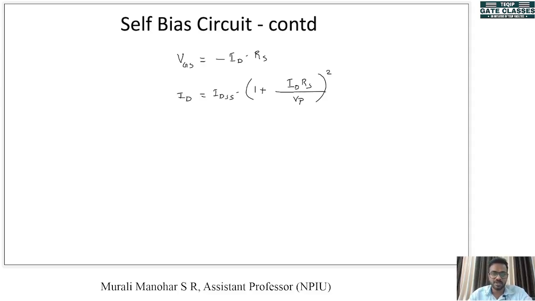When you solve this, you will get two answers. So which one will you choose? We know that the maximum value of ID is IDSS. So the value which is less than IDSS should be chosen as the value of ID. Now we got ID from this equation.